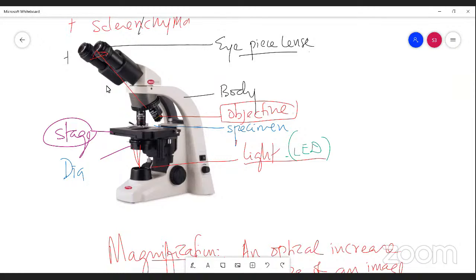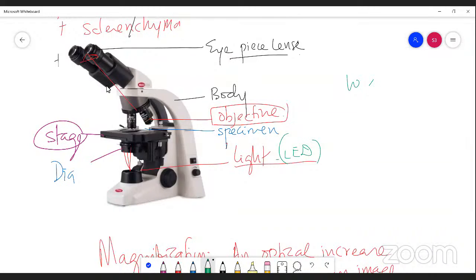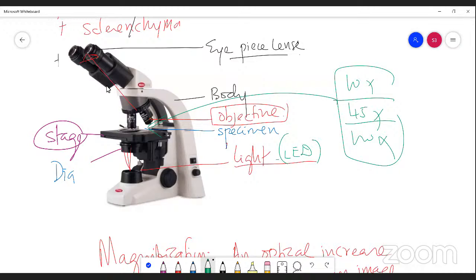Okay, I'm showing the microscope as we have discussed. There are different kinds of lens systems. They are 10x and 45x, 5x, up to 100x. These lenses, where are they fixed? Stage? Objective of the microscope. The objective of the microscope.